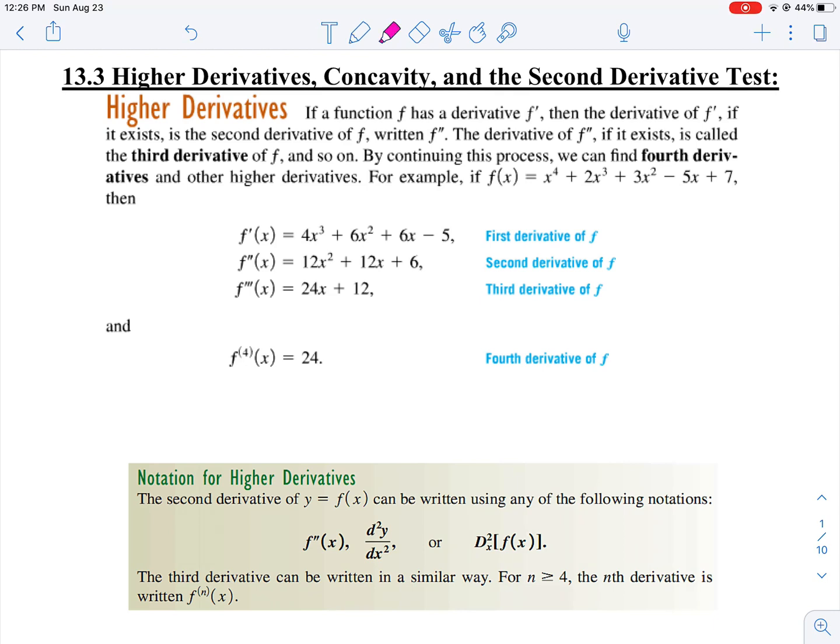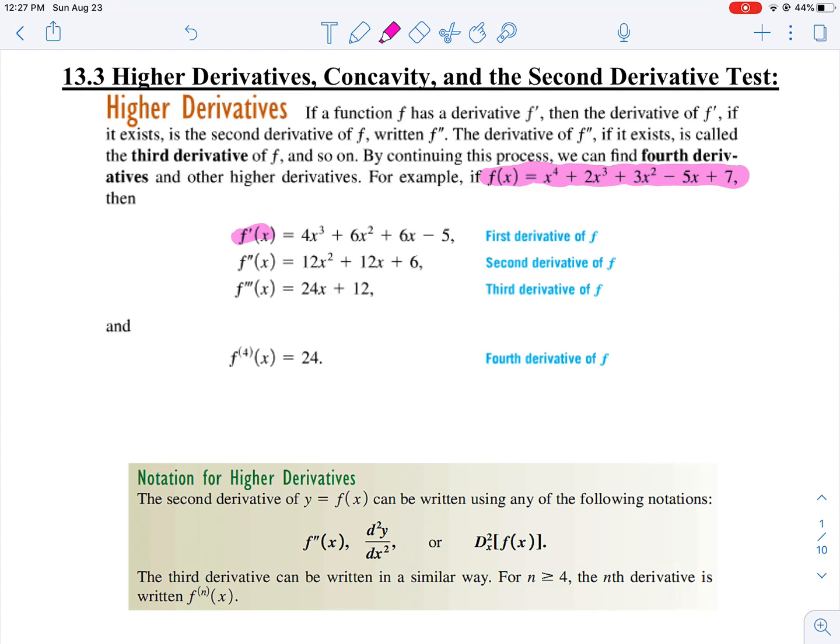So let's say our original function was f of x, if f of x was equal to x to the fourth plus 2x cubed plus 3x squared minus 5x plus 7. The first derivative, with proper notation, because now if we're going to continue to find derivatives, we have to notate them in a special way so we know which one is the first derivative and the second derivative, and so on. My first derivative would be 4x cubed plus 6x squared plus 6x minus 5.